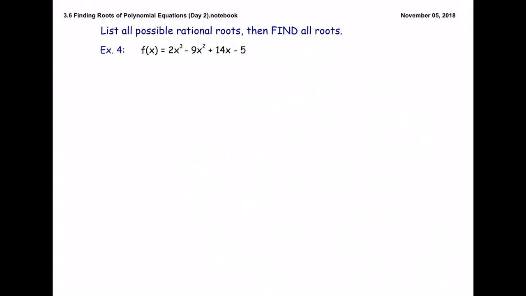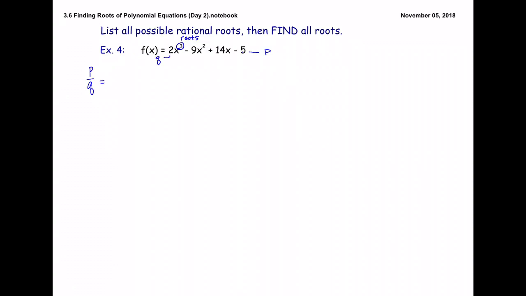Example number 4 says list all the possible roots and then find all the roots. So when we use our p over q for this function, we first want to make sure that it is in standard form, which it is. Our highest degree is a 3, which also tells us we should have 3 roots, and we end with our constant of 5. So remember, our p pertains to our constant. Our q is our leading coefficient.